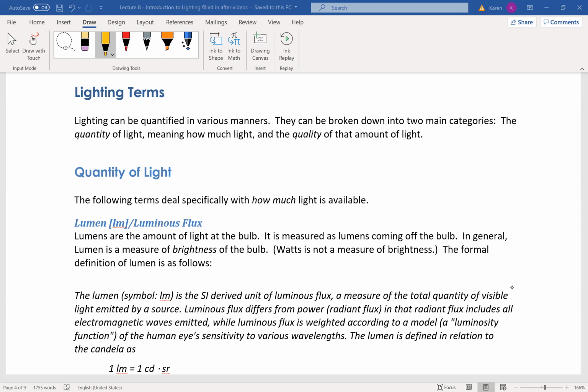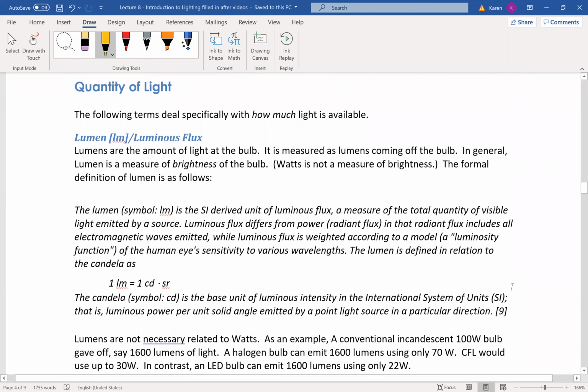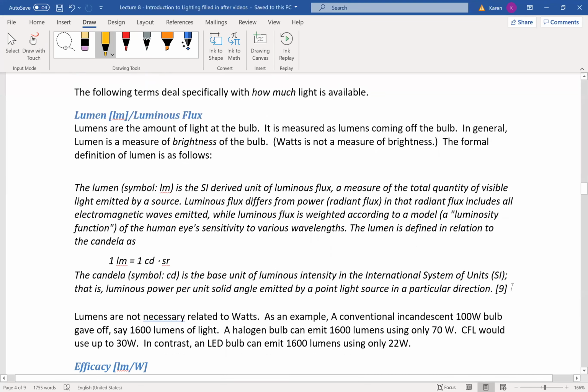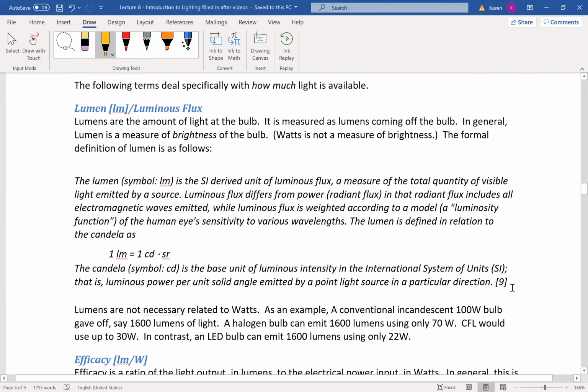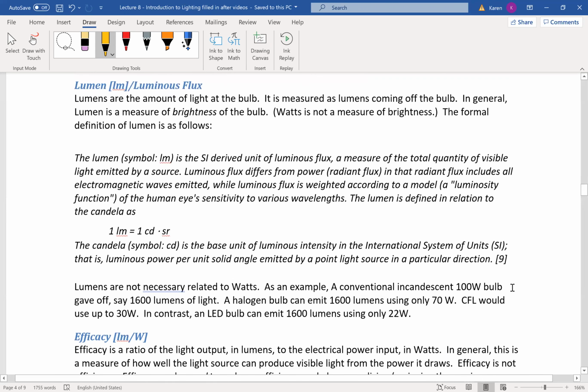So there are a few different terms that deal with the quantity or amount of light. Quantity is how much light is available. The first one is called the lumen. Lumen is actually a unit for luminous flux, but nobody says, how much luminous flux does something have? They say, how many lumens is it?